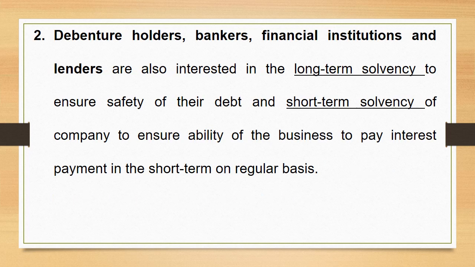Debenture holders, bankers, financial institutions and lenders. These are the parties from where the company borrows the funds, so basically these are the lenders. Lenders are also interested in long-term solvency to ensure the safety of their debt, and short-term solvency of the company to ensure the ability of the business to pay interest on a regular basis. Long term as well as short term: in the long term, they need to ensure that they will be refunded the amount, and in the short term, the ability of the company to pay the interest.